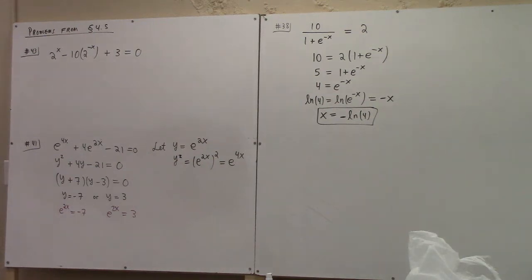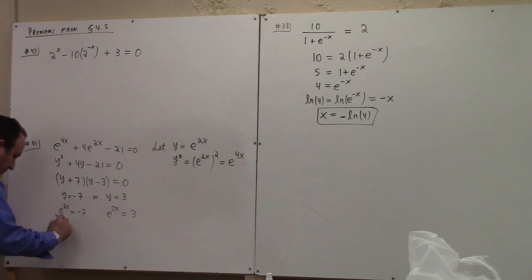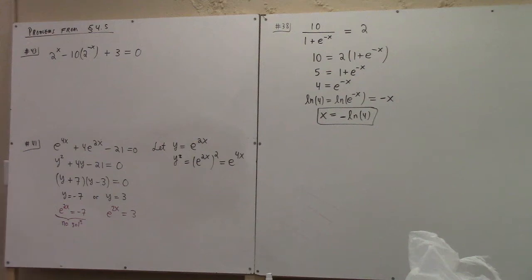Now, we don't have to go any further on the left equation. We just look at it and say, no solution, right? Can an exponential be negative? No, right? The range of the exponential function is 0 to infinity, and minus 7 is not in there. So there are no solutions. If you tried to take the natural log of that, you'd end up with the natural log of minus 7, which is not defined, right?